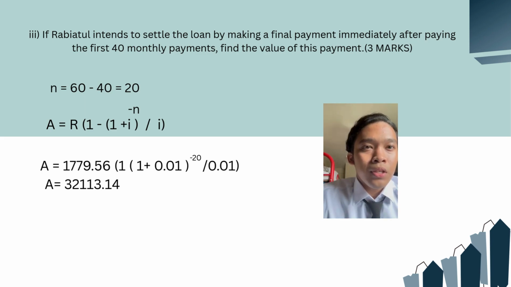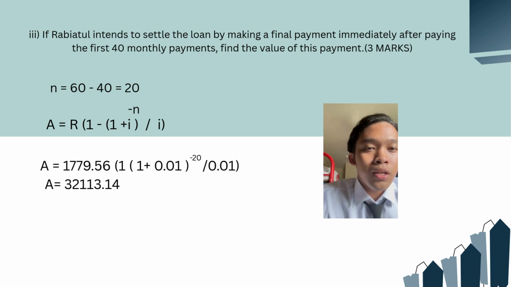For part 3, the debtor intends to settle the loan early immediately after making the 40th monthly payment. The original loan period is 60 months. The remaining payment is n equals 60 minus 40 equals 20 months. We use the outstanding balance formula, that is A equals R times (1 minus (1 + i)^(-n)) per i.